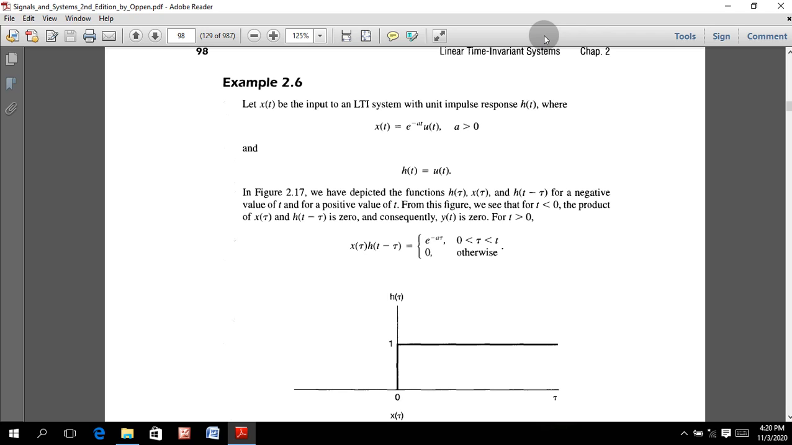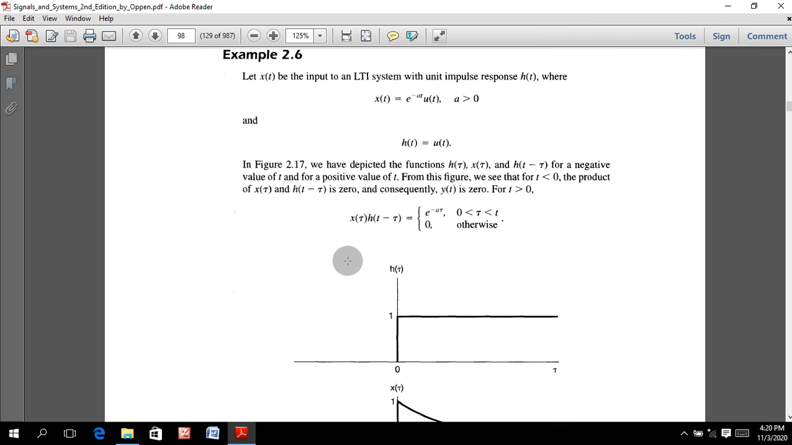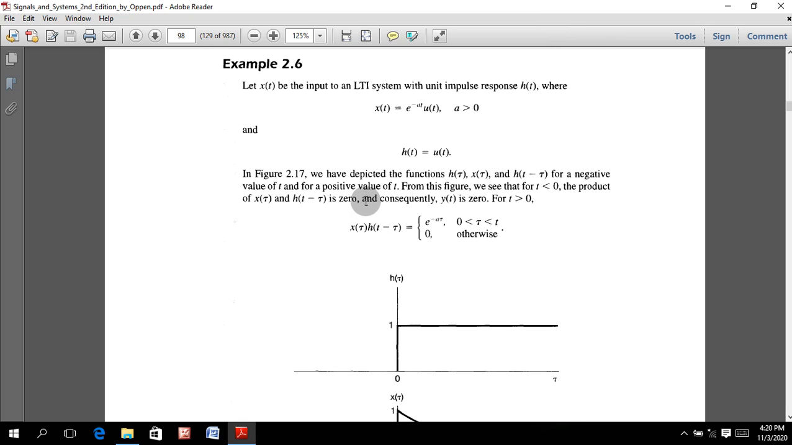What we have here is the same function that we have already analyzed. Now we are going to do it again. This x function of t is written as e to the power minus a t into u t. So x tau into h t minus tau can be written in the form e to the power minus a tau, where the value of tau is between 0 and t. For tau values less than 0 or greater than t, the output signal will be 0.